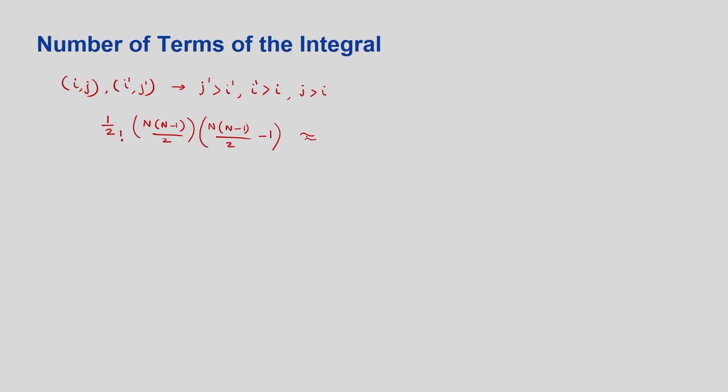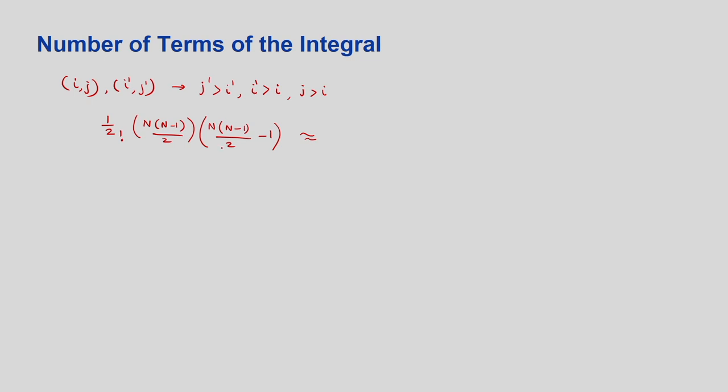Because these N terms are very huge, in the order of Avogadro's number, this term becomes N square by 2, and this will be N square by 2; forget about the minus 1, it is very small compared to the first term. So, N square by 2 into N square by 2 becomes N to the power of 4 by 4, and then you multiply by 2, it becomes N to the power of 4 by 8. So, this is the number of possible terms having the cross terms in it.